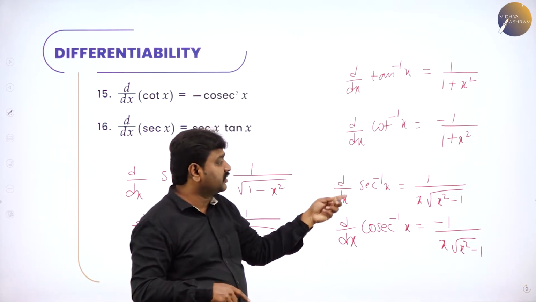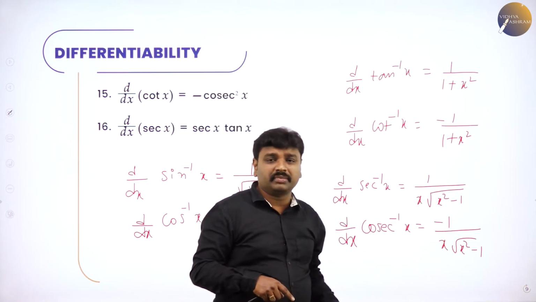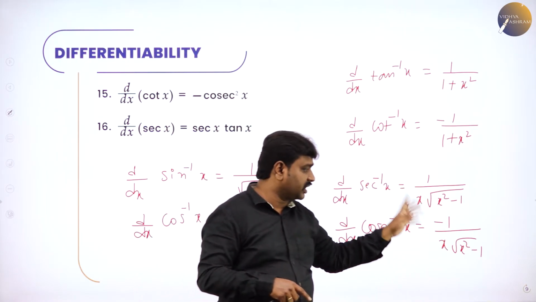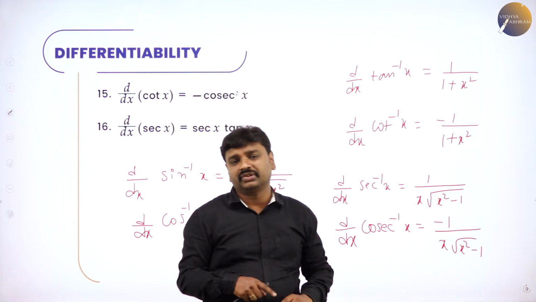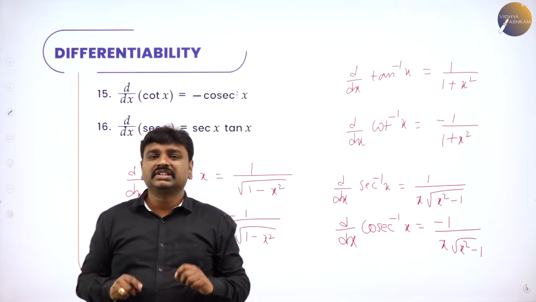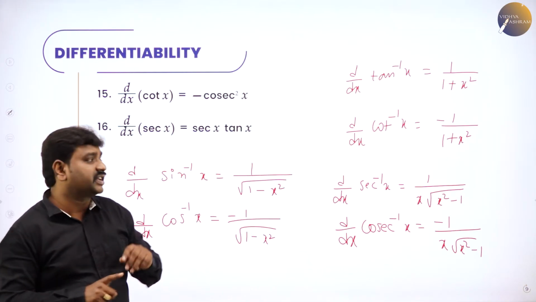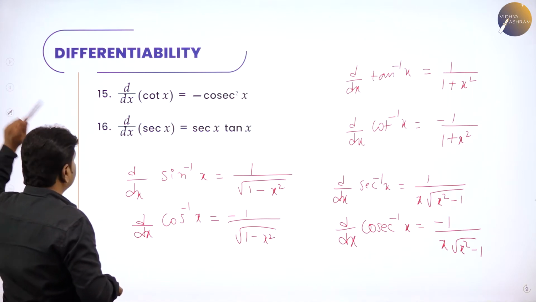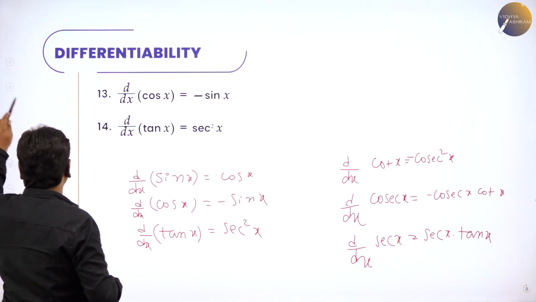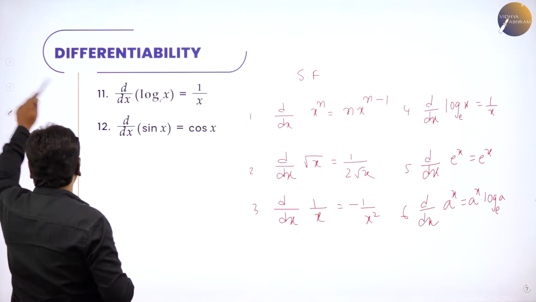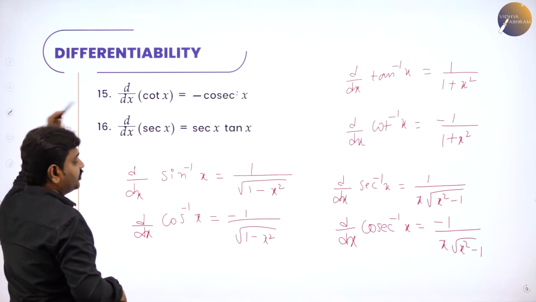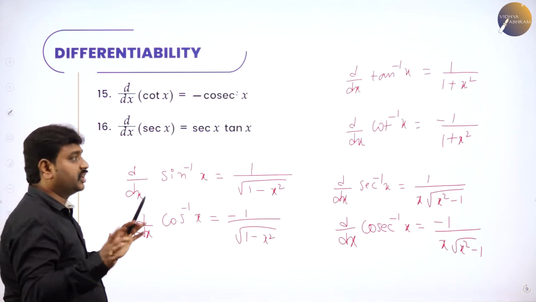And secant inverse x is 1 by x into root of x square minus 1. Cosecant inverse x is the same but negative: minus 1 by x into root of x square minus 1. So I have written all the 6 standard trigonometric functions and 6 inverse trigonometric functions. If you are thorough, it's more than enough.